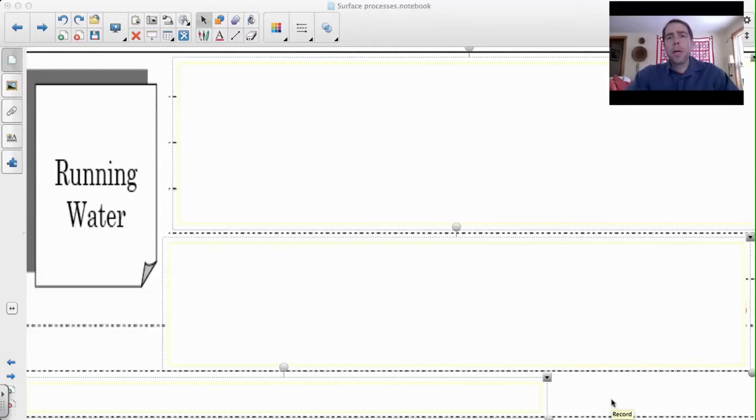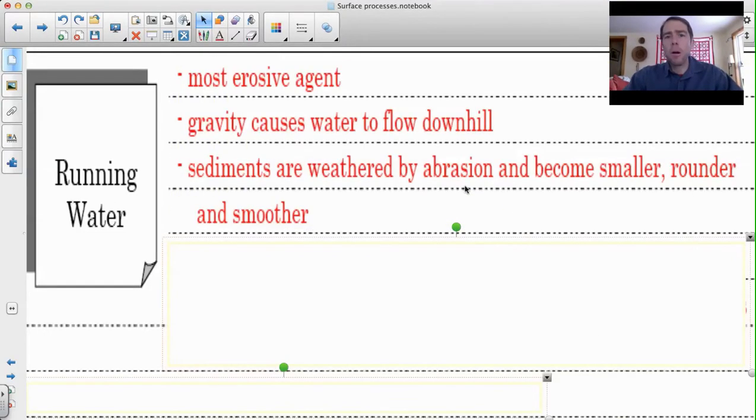Hi everybody, we're on our second set of notes related to erosion, and this one has to do with water. And water is by far the most important agent of erosion. It does most of the work shaping our landscape. It moves most of the material, and that's because we're a water planet. We have lots of water constantly flowing through the water cycle.